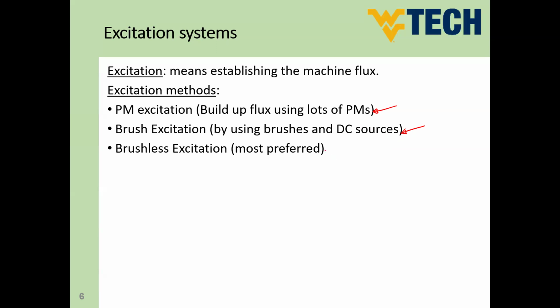However, we do prefer to use the brushless excitation. So what is the brushless excitation? How can we supply the rotor winding, the moving winding, without brushes? This is called brushless excitation. So let's see the brushless excitation. And again, this is the most preferred one we use in industry, especially for power generation in power plants.